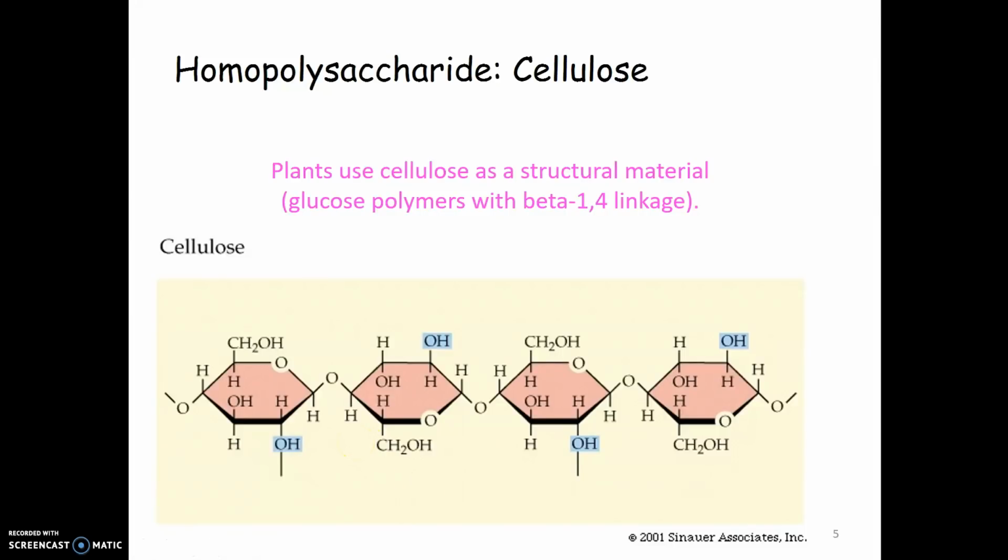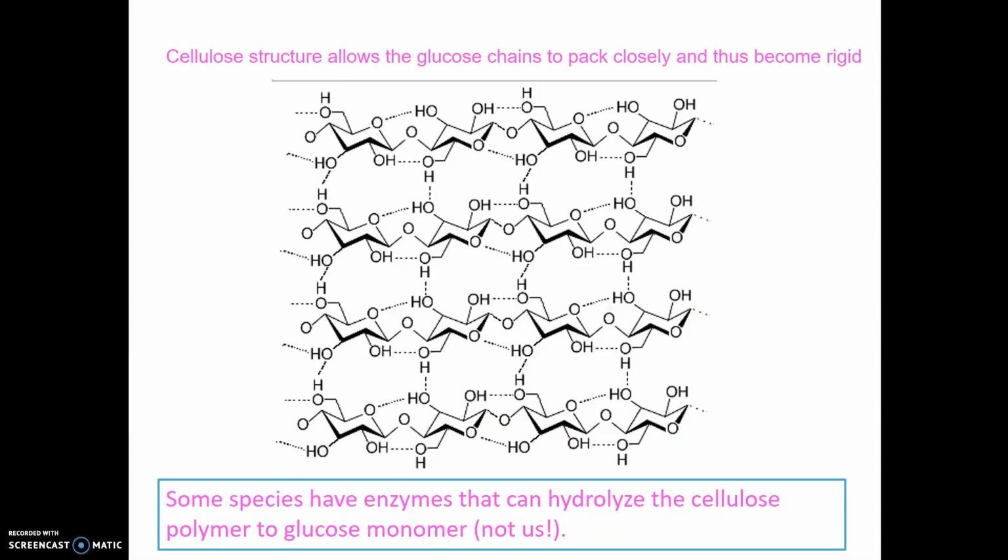And so we should all be familiar with what happens to fiber in our body. It helps things move through us quickly, and it's because we can't break it down. We don't have the enzyme to break down these beta-1,4 linkages due to the stereochemistry specificity of the active site of our alpha amylase.